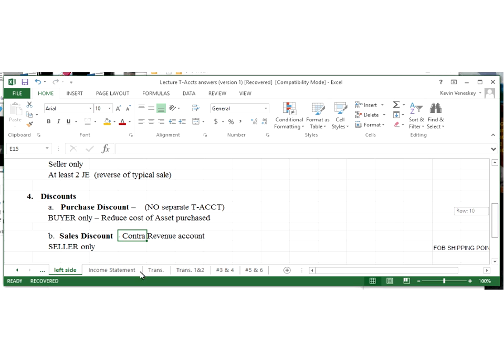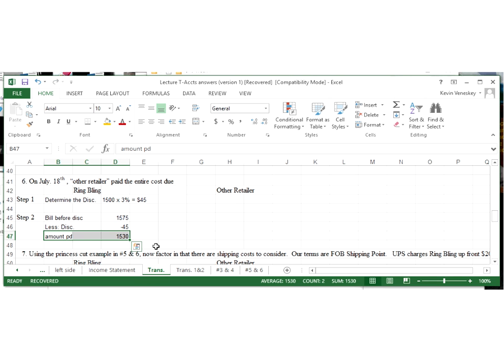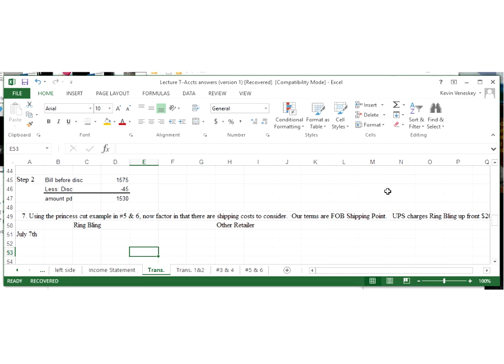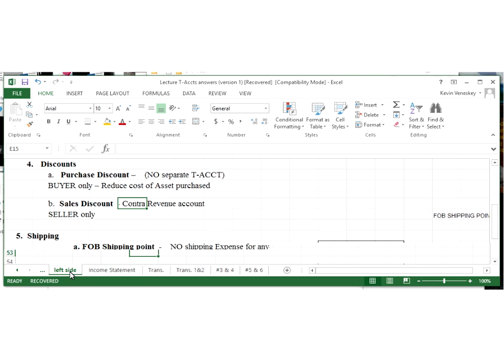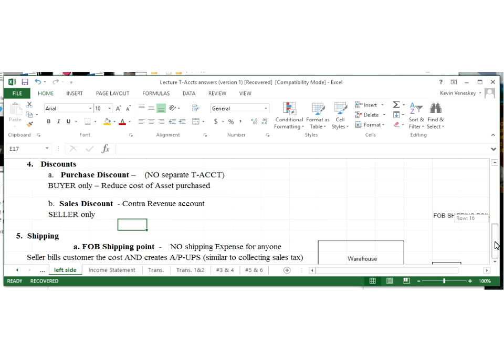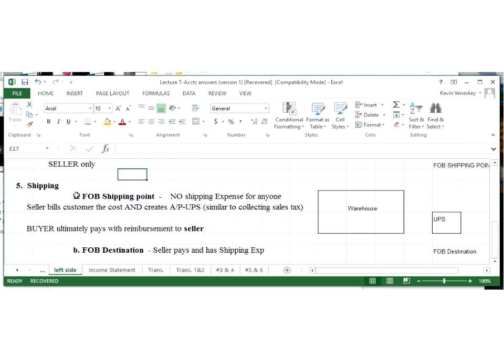As we look now to the last couple items, the transactions, we're going to now look at shipping. The last new thing I want to look at is shipping. There are 2 different terms for shipping. One is FOB shipping point, and the other is FOB destination. FOB simply stands for free on board.